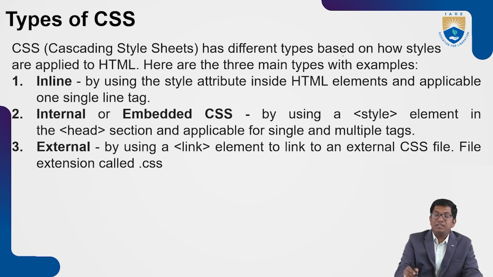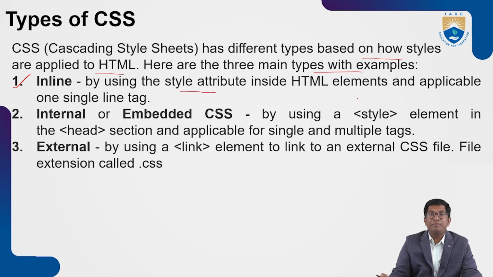So CSS has different types based on how styles are applied to HTML. Here are three main types with examples. One is inline, by using the style attribute inside an HTML element, applicable to one single tag. So inline style sheet. Next we have internal or embedded CSS, by using a style element in the head section, applicable for single and multiple tags. So we have to write internal styles inside the head section with starting and ending tag style.